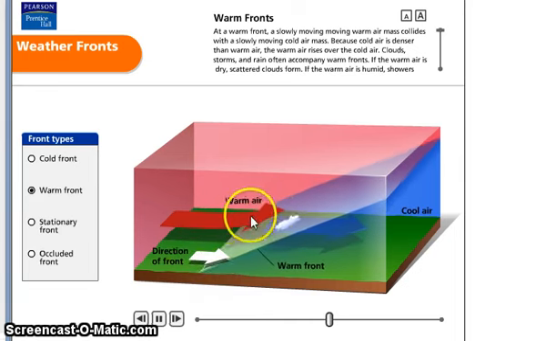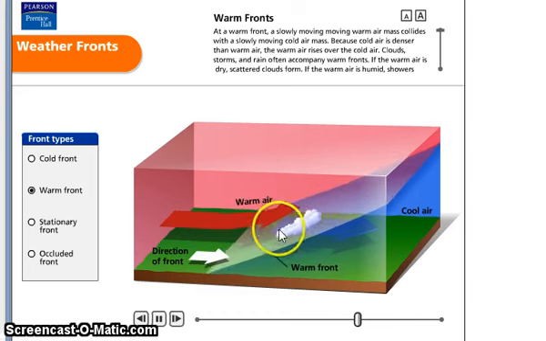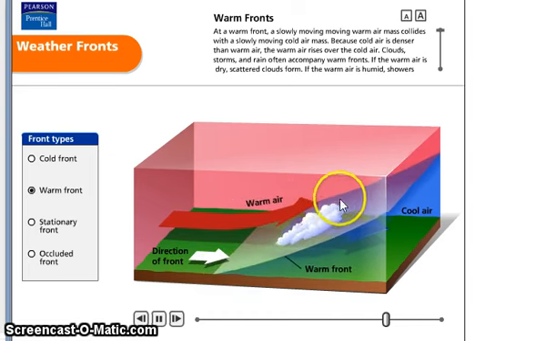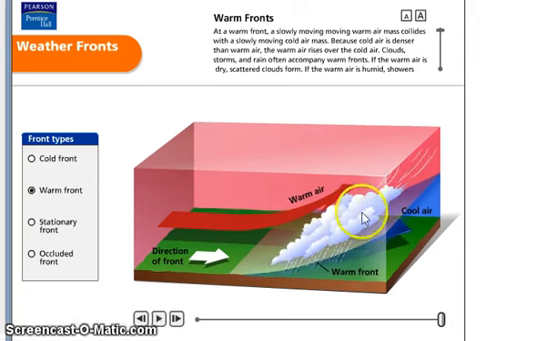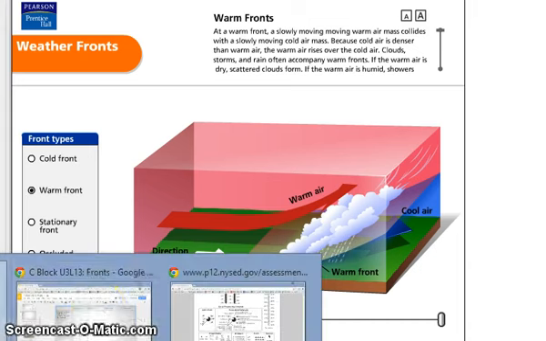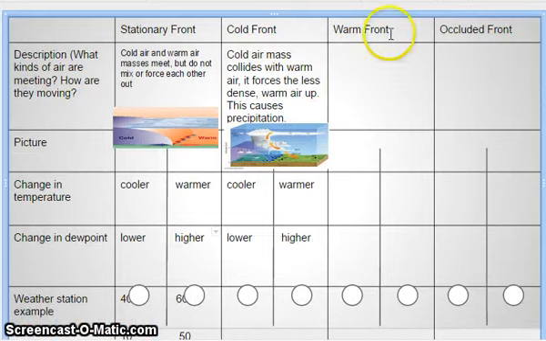And so the warm air is pushing its way up. The clouds start to form as the air rises and cools and condenses. Then eventually it gets so cold it can't hold that water anymore. It drops the water and precipitation happens. Alright, so now you should pause the screencast and record all the information about what happens in these warm fronts in the correct columns over here.